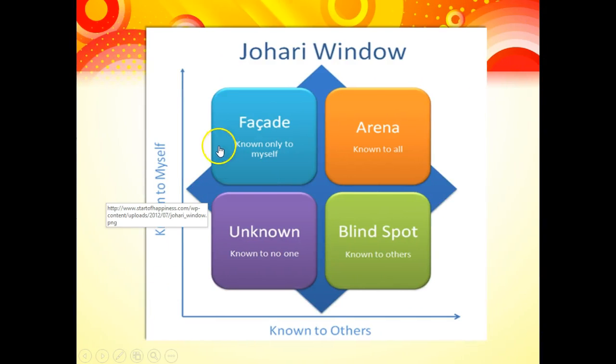If you think of it over here, these are the things that are known to you, and over here are the things that are known to others. And in between is that middle ground. So we have the facade, the arena, the unknown, and the blind spot. Let's take those one by one.